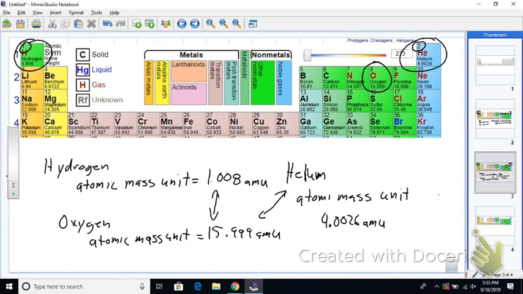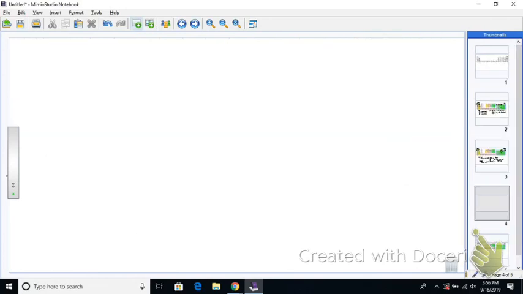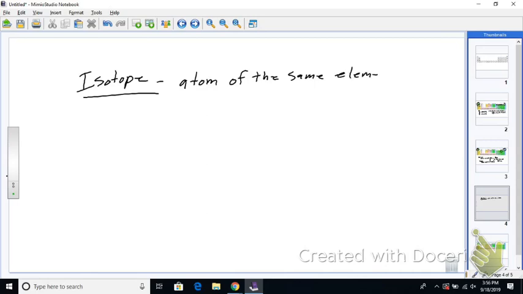All right? The last thing I'm going to talk to you about is this thing called isotopes. And I'll just briefly get into this, and then in class on Friday we'll get more in depth in this idea. So we have this thing called an isotope. Okay, so what's an isotope? Well, an isotope is an atom of the same element with a different mass.